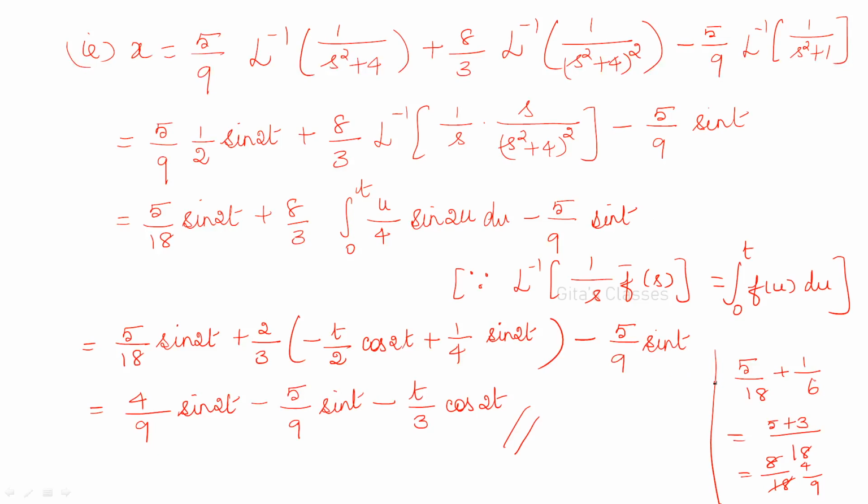So this can be written as, this is the formula. If you want to know in detail, please go through the previous class. I have explained how to do these kind of problems. That is integral 0 to t f of u du. So if you apply this and simplify, you will be getting the answer: 4 by 9 sin 2t minus 5 by 9 sin t minus t by 3 cos 2t.